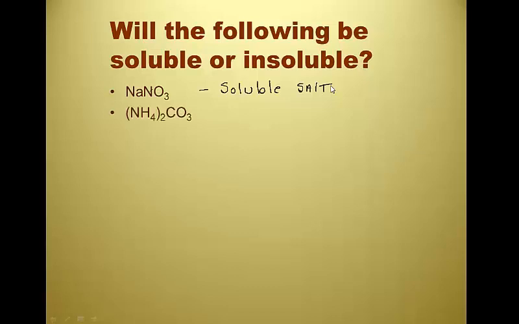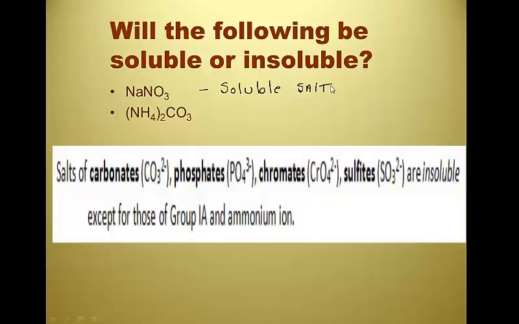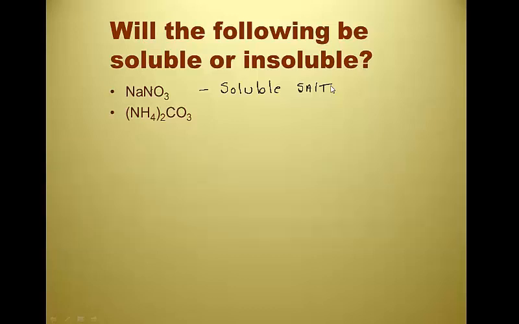Alright, another example. I just already told you, anything attached to ammonium will be soluble. But check your list for the anion. Go find carbonate on your list. It states that salts of carbonates, phosphates, chromates, sulfites are insoluble, meaning they don't dissociate, except for those that are attached to group 1A and ammonium ion. Well, that is the ammonium ion, so it is soluble. It is an exception to the carbonate rule.